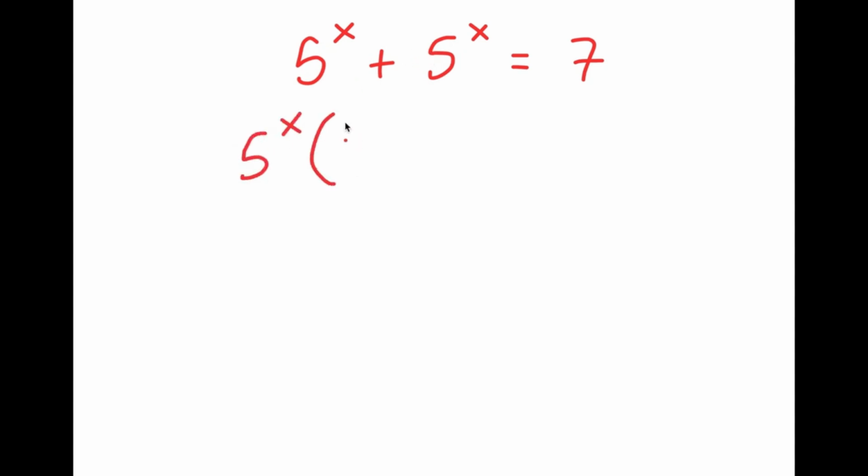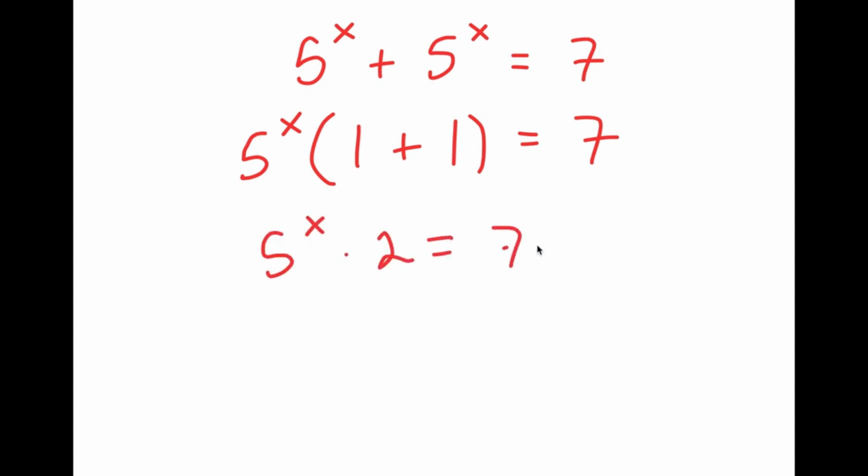Alright, so in this video, I'm going to solve the equation 5 to the power of x plus 5 to the power of x is equal to 7. To solve this, I'm going to first start by factoring out 5 to the power of x. So I get 5 to the power of x times (1 plus 1) is equal to 7. And 1 plus 1 is 2, so I get 5 to the power of x times 2 is equal to 7.